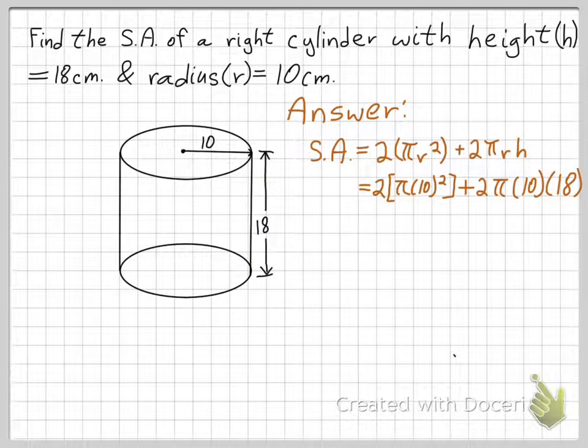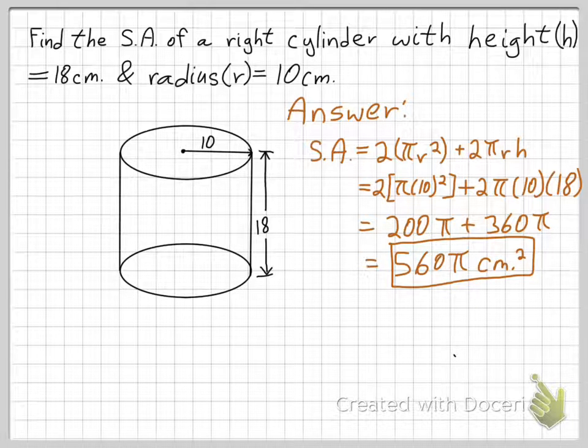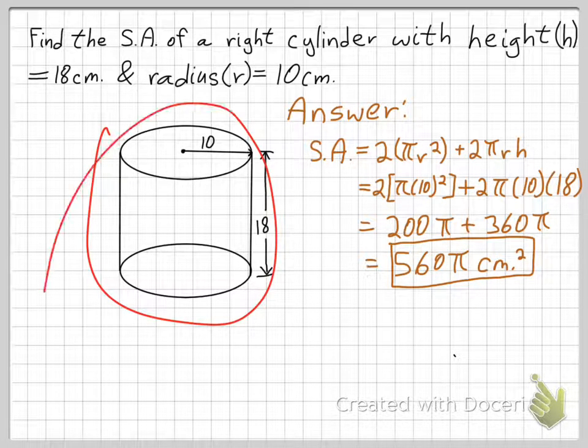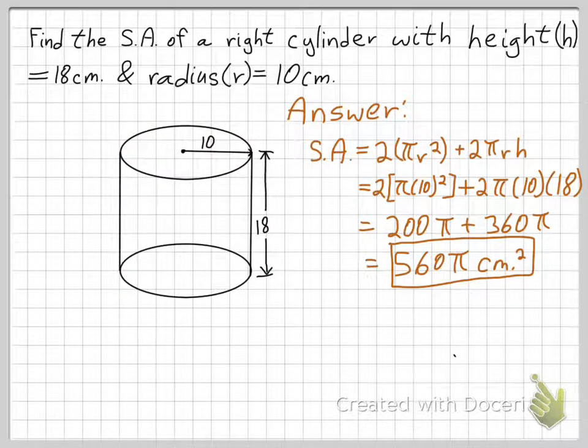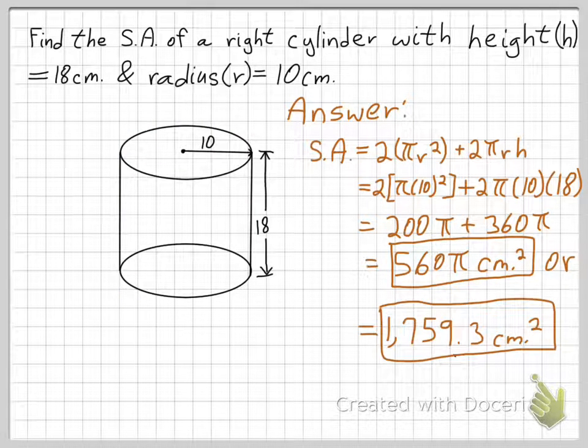Okay, and then calculating this out, 10 squared is 100, times 2 is 200 pi, and then 2 times 10 times 18 is 360 pi, and so adding up those two you get 560 pi square centimeters. So the surface area of this figure is 560 pi square centimeters, or multiplying 560 by pi you get 1,759.3 square centimeters.